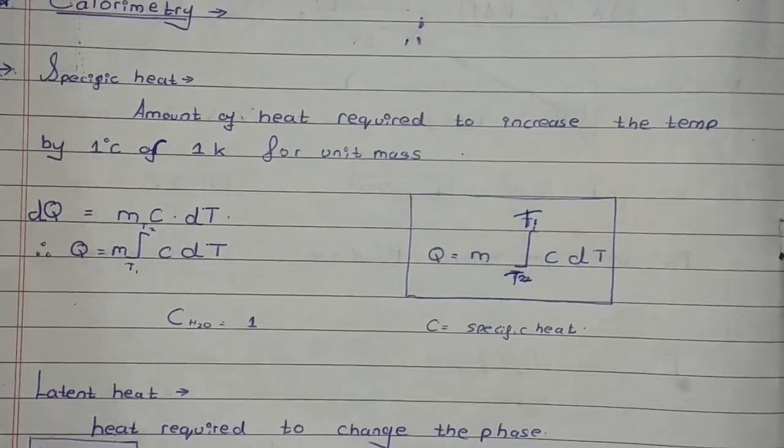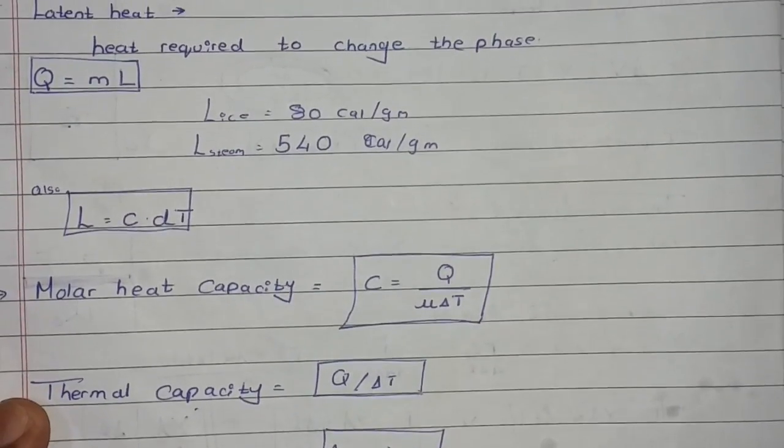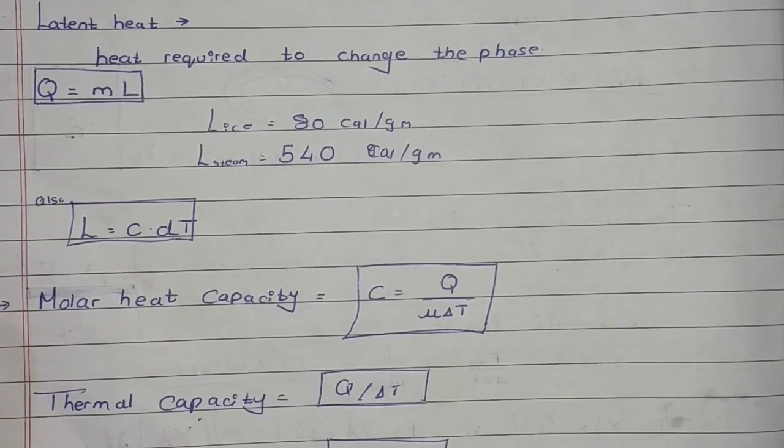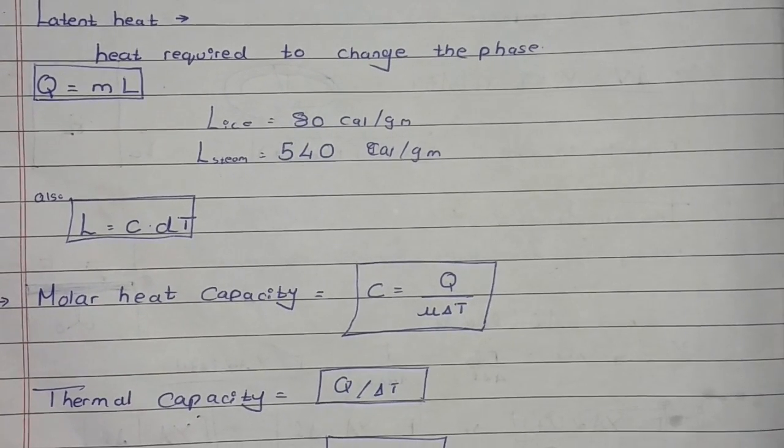And now let's get to the latent heat. We are going quite fast, aren't we? So latent heat is the heat required to change the phase, that is, the heat required to change from water to water vapor, or from ice to water, or anything like that. So Q equals mL.